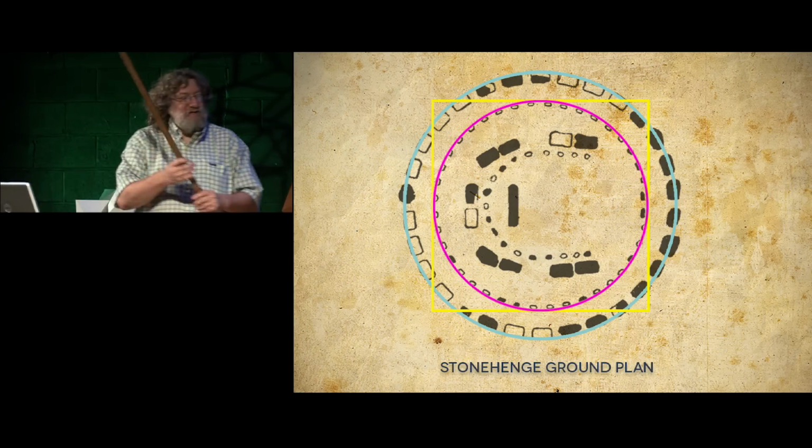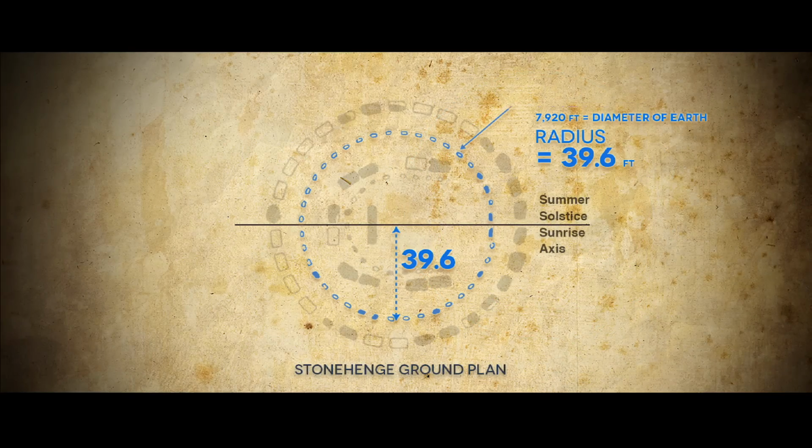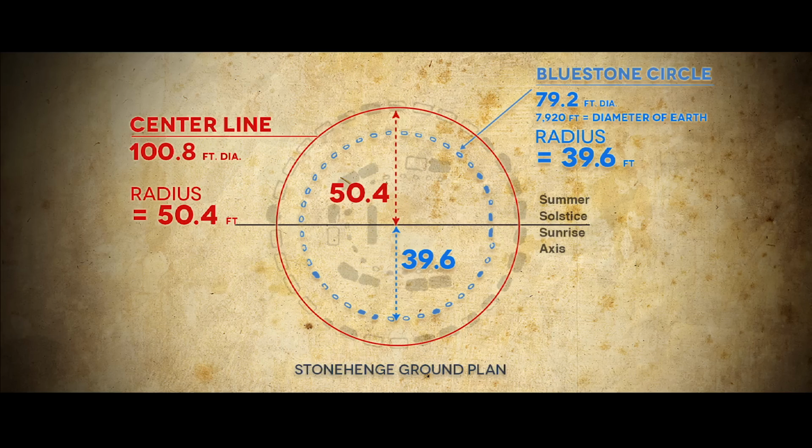But what's really interesting here to me is that when you go from the center of the monument out to the bluestone circle right here, you've gone half of this number, which is 39.6. If you go from here, the radius of the larger circle, you've gone 50.4 feet. If you subtract the 39.6 from the 50.4, you get 10.8 feet.